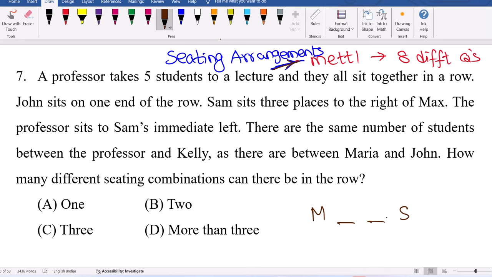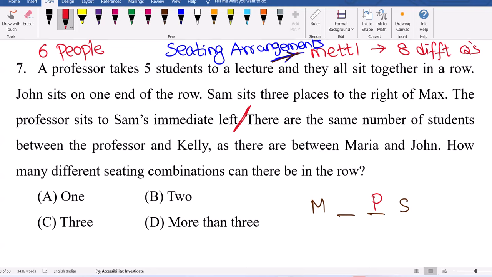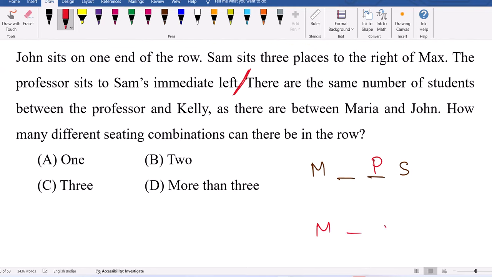Total 6 people are there, because 5 students and the professor also. The professor sits immediately left of Sam, so 6 slots are required. There are the same number of students between the professor and Kaylee as there are between Mary and John. Then how many different seating combinations are possible in a row? See, total 6 people, 5 students and the professor. Now, is that only 2 arrangements, or more than 2, or only 1 possible?